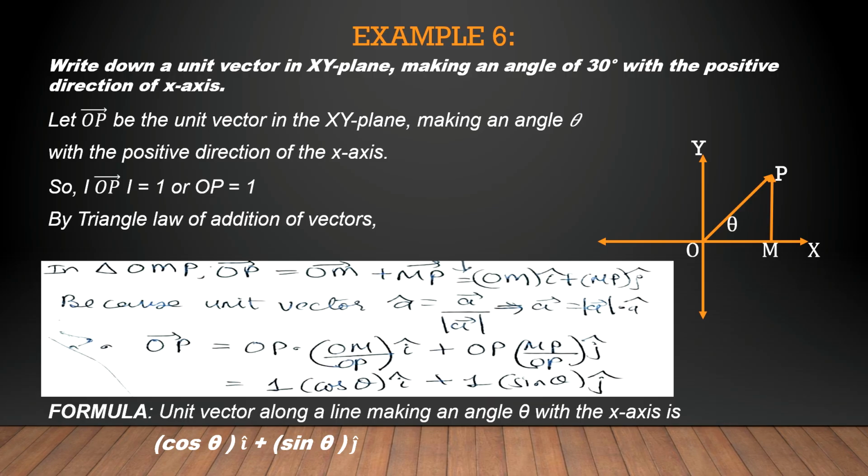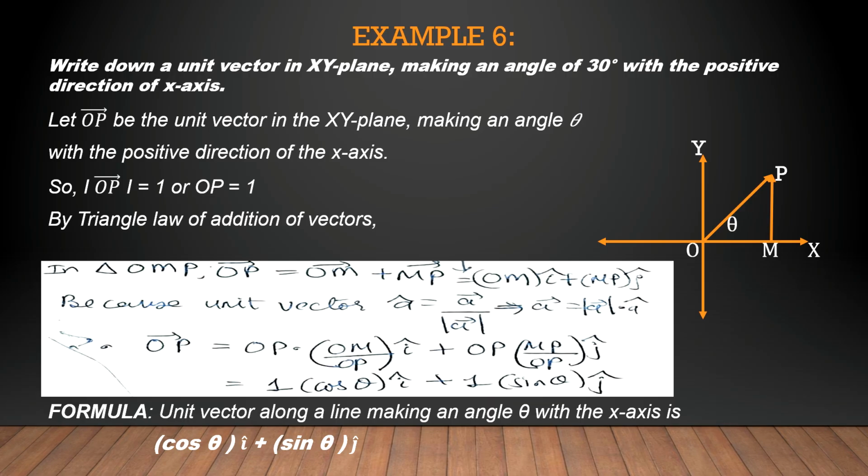First of all, since OP is a unit vector, its magnitude is 1. Now by the triangle law of addition of vectors in triangle OMP, where angle M is a right angle, OP can be written as OM plus MP. Now how is a unit vector defined? Unit vector A cap is equal to the vector upon its magnitude. So your vector is magnitude into the unit vector. Hence, vector OP is equal to OM into i cap plus MP into j cap.